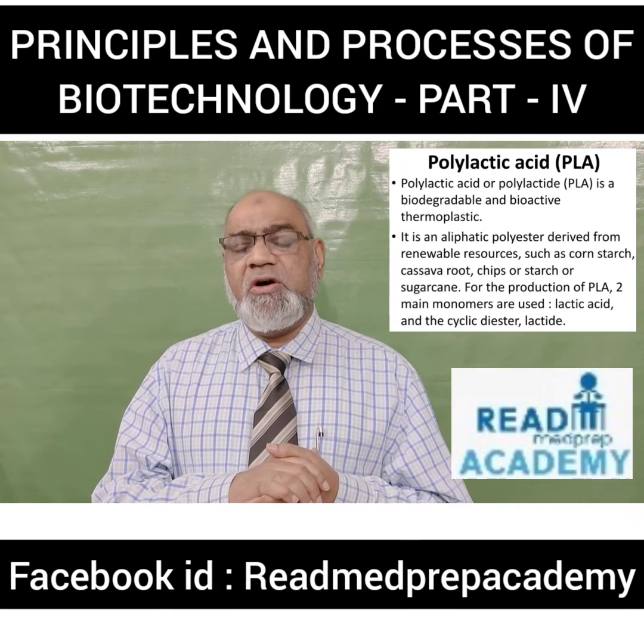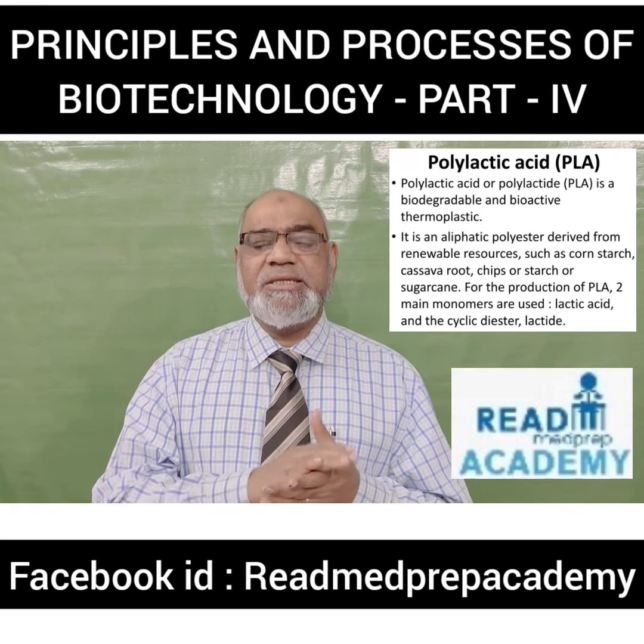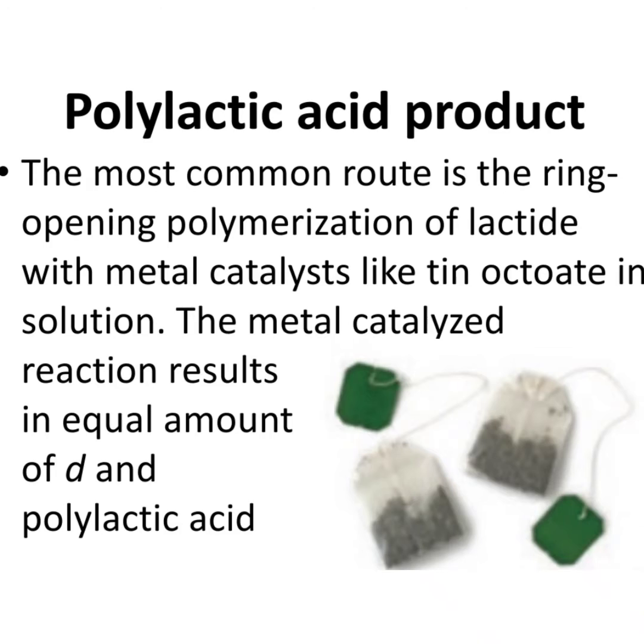For the production of PLA, two main monomers are used: lactic acid and the cyclic diester lactide. The most common route is the ring opening polymerization of lactide with a metal catalyst like tin octoate in solution. The metal catalyzed reaction results in equal amounts of D and L polylactic acid.